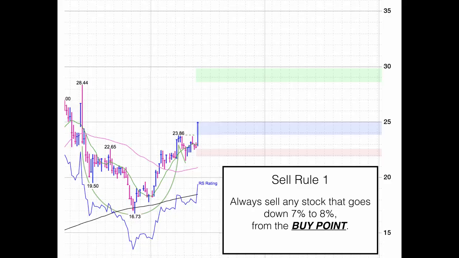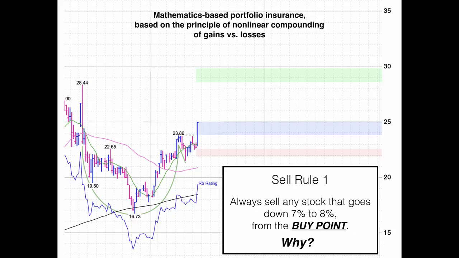MarketSmith doesn't know what you paid for the stock. The stock doesn't know what you paid for it. You have to exercise this rule based on your buy point. And this can't be emphasized enough, for reasons you're about to see. Why do we do this from the buy point and not from the handle or from the breakout or something else? Why is it based on what I paid for it? That doesn't make sense. Well, this is mathematics-based portfolio insurance.